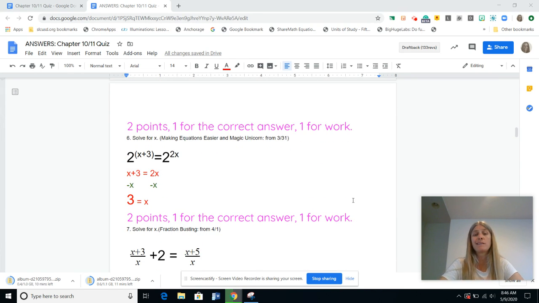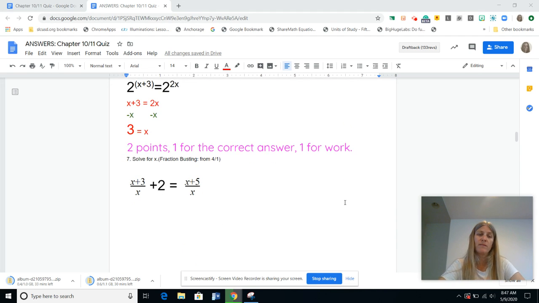Problem number 6 is the same magic unicorn, only this time it's even easier because we have the same base. So we just go automatically, those 2's disappear, and what we're left with is x plus 3 is equal to 2x. We subtract x from both sides, and we get 3 is equal to x. 1 point for the correct answer, 1 point for the work.